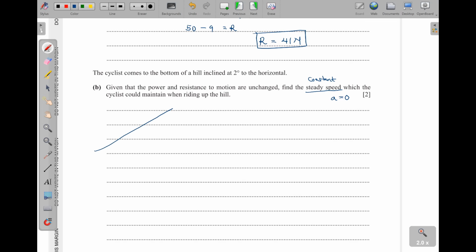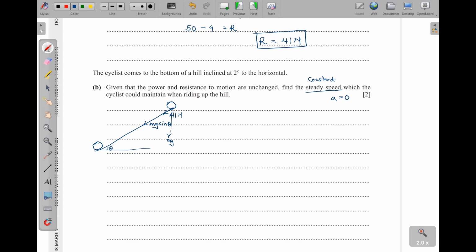I can put my sketch here. When riding up the hill, the cyclist is maybe here and is riding maybe up to there. This cyclist has reached here, but there is a resistance to motion which we have found as 41 newtons. But also it has mg sine theta. There is always mg sine theta acting downwards on an inclined plane, which is the component of the weight along the slope.